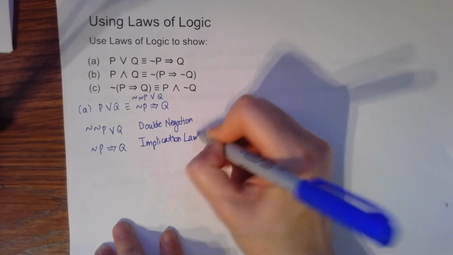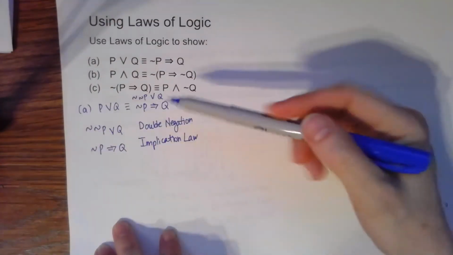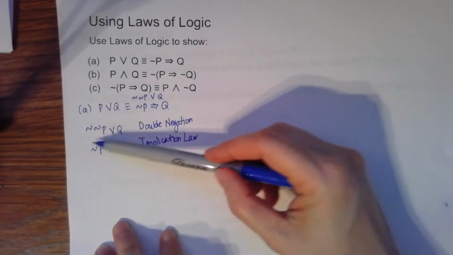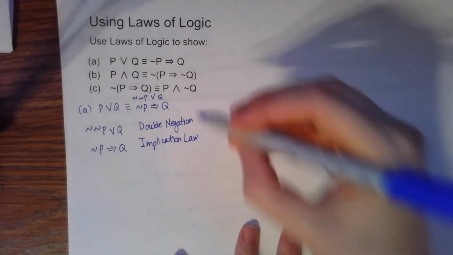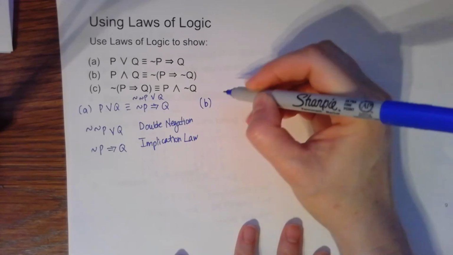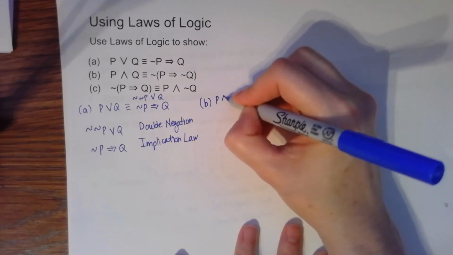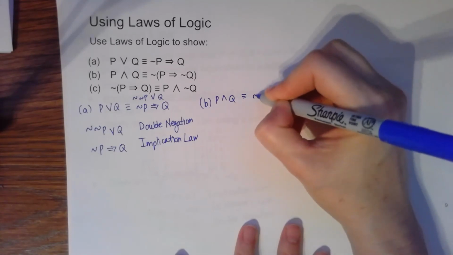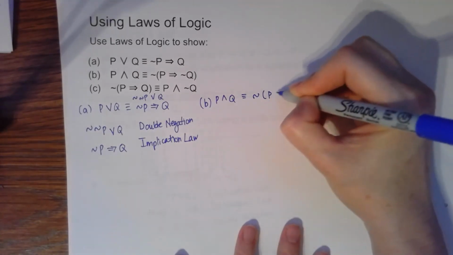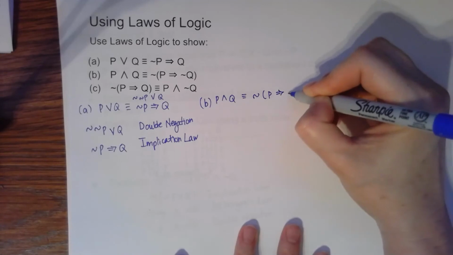It's a little bit easier to see it backwards, applying the implication law here rather than trying to extract the implication from that. Okay, let's look at the next one. So we have P and Q, and we want to show that's logically equivalent to not, P implies not Q.